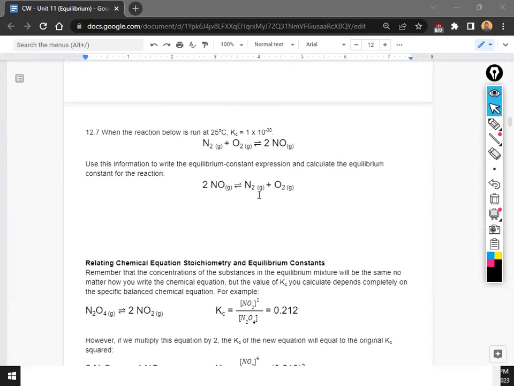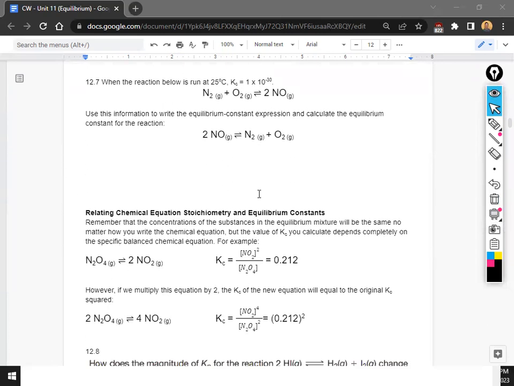Okay, so let's do 12.7 really quickly. I'll give you guys a minute to try this. You've got this reaction and the K value. I want you to calculate the K value of the reverse reaction. Basically what we just went over. Just want you guys to practice doing it. Plug it into a calculator. We'll go over it in 1 minute.